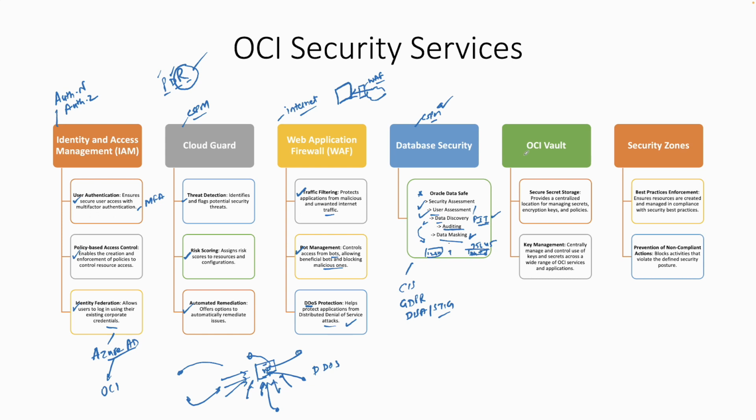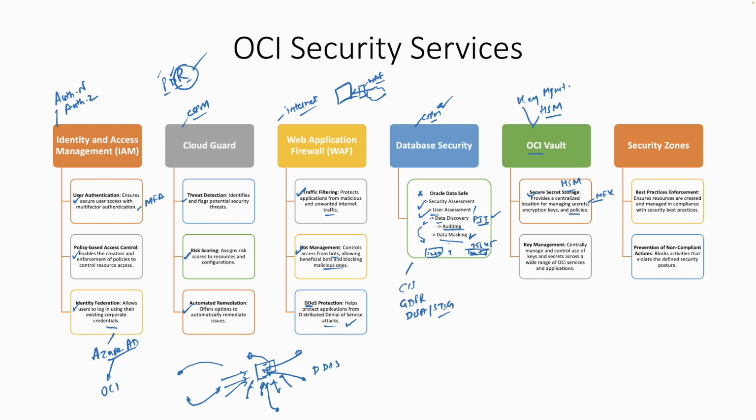Then we have OCI Vault. It is more like an HSM, which is normally used for storing your keys, and it also helps in key management. It's a key management solution from Oracle. It is a secure secret storage which provides a centralized location for managing secrets like your encryption keys and policies, right? So this is your HSM, as I said, which is a hardware security module.